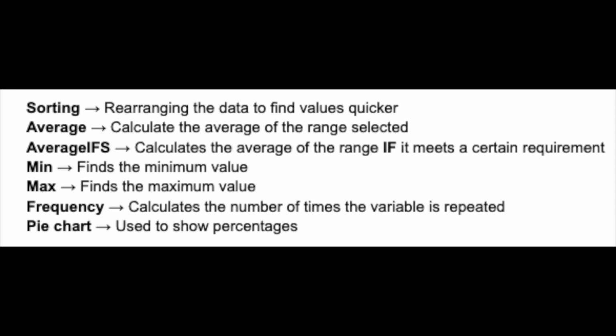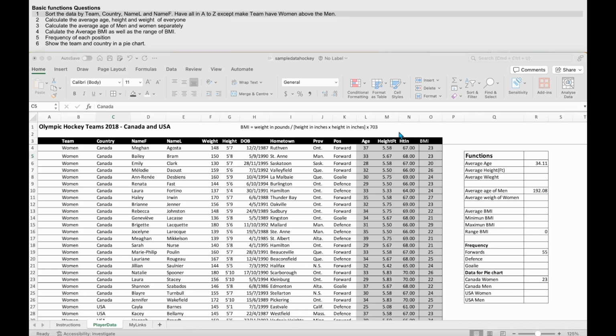And then the frequency, this calculates the number of times the variable is repeated. And then finally, the pie chart, that is going to be our graph that we're going to use, and we're going to use that to help show the percentages of each data. Questions. We're going to be going through those functions we just covered and use them in a real example.